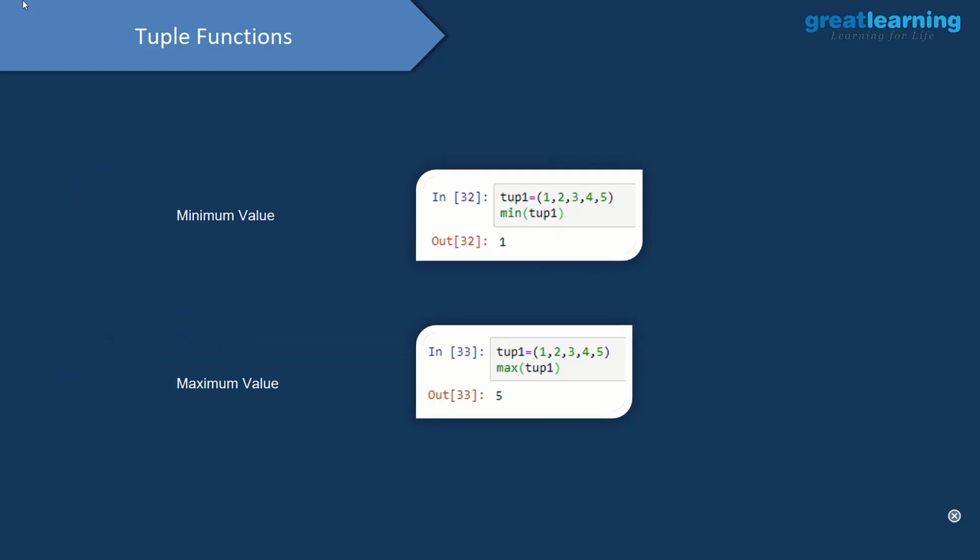Now we'll work with some tuple functions. Let's say I have a tuple with some random set of numbers, and I want to find out the minimum and the maximum values present in the tuple. All you have to do is use the min and the max functions. Over here I've got this tuple where the elements are 1, 2, 3, 4, and 5. All I do is pass this tuple inside the min function, and we see that the minimum value is 1. Similarly, I'll pass this tuple inside the max function, and we see that the maximum value is 5.